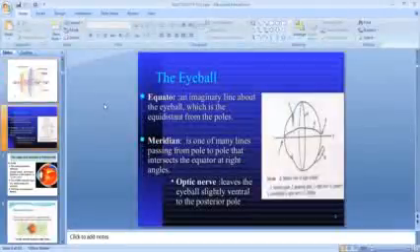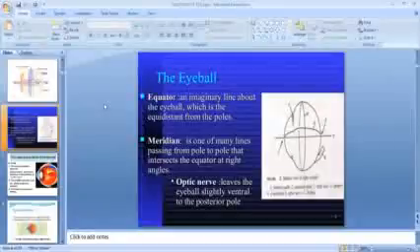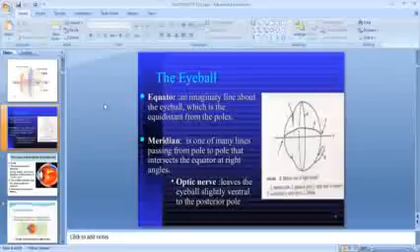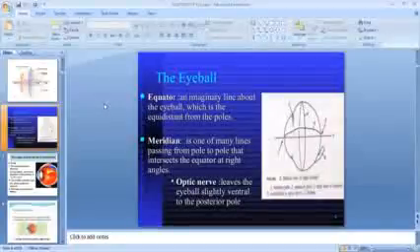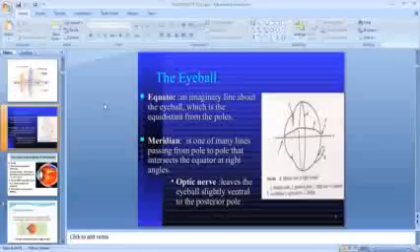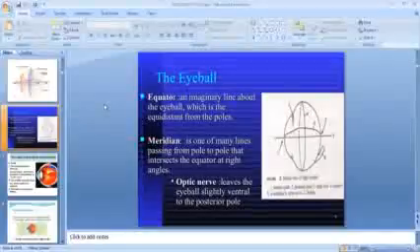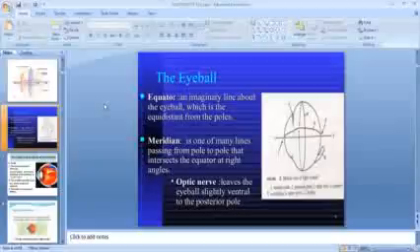Then what is an equator? Equator is an imaginary line about the eyeball which is equidistant from the poles. We have two poles, the anterior pole and the posterior pole, and between the two poles there is an imaginary line perpendicular to the line joining the two poles, which is equidistant from both the poles. Then what is a meridian? It is one of many lines passing from pole to pole that intersects the equator at right angles. Then what is the optic nerve? It leaves the eyeball slightly ventral to the posterior pole.